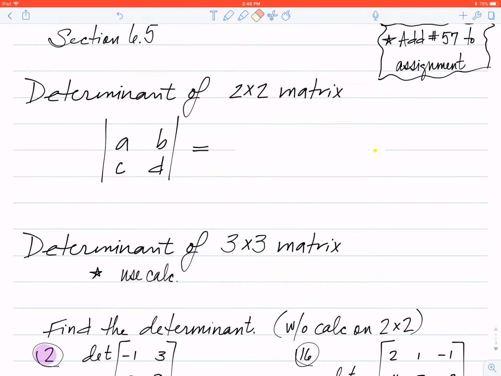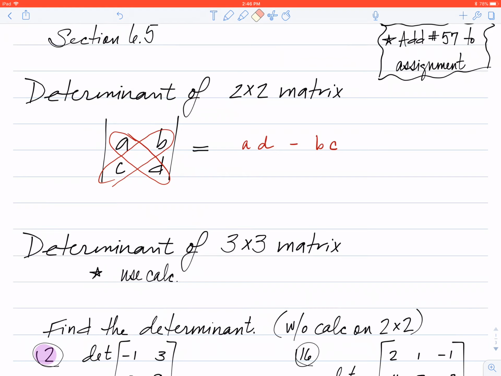If I wanted to find the determinant of this example matrix, what I would need to do is multiply on the diagonal. So I would need to multiply A times D, and then I will also need to multiply B times C, and then I will subtract those two products. So you'll notice A times D is my first diagonal minus B times C, my second diagonal.